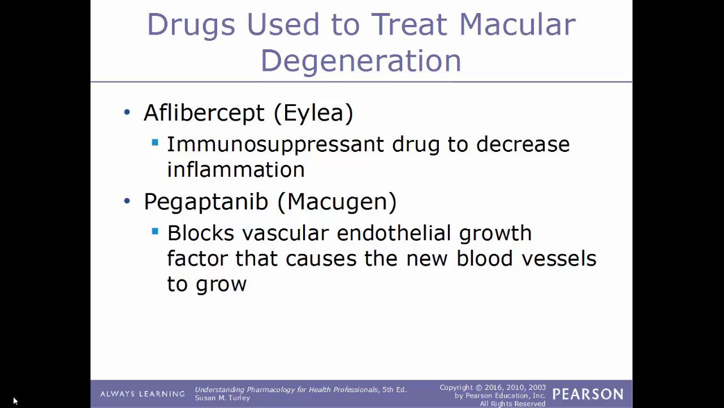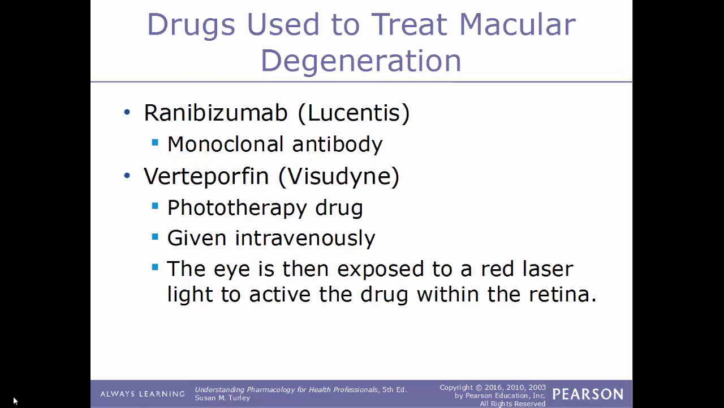These are drugs that would be used to treat MD. Aflibercept, which is sold under the name Eylea, which is an immunosuppressant drug that helps to decrease inflammation. Pegaptanib, which is sold under the trade name Macugen. This will block vascular endothelial growth factor, which helps cause the formation of new blood vessels. Another example of a drug, ranibizumab, which is sold as Lucentis. This is a monoclonal antibody-derived drug.